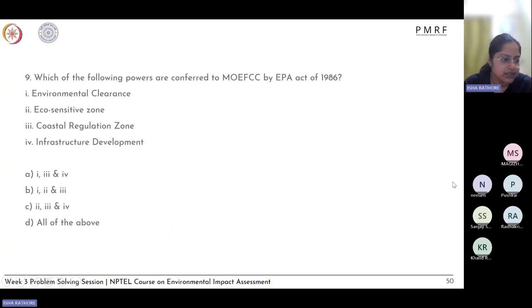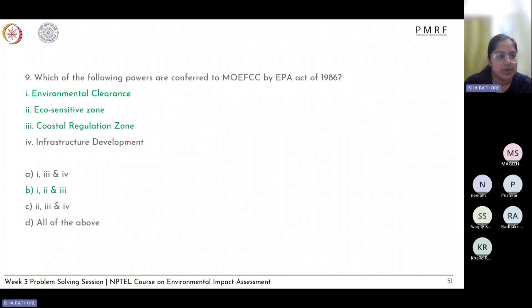Okay, we have Bs coming in, and we have a D as well. Okay, so under the Environmental Protection Act of 1986, the Ministry of Environment, Forest and Climate Change has the power of environmental clearance. It can give environmental clearance to projects which use sites in forest regions or ecologically sensitive areas. So it can give environmental clearance.